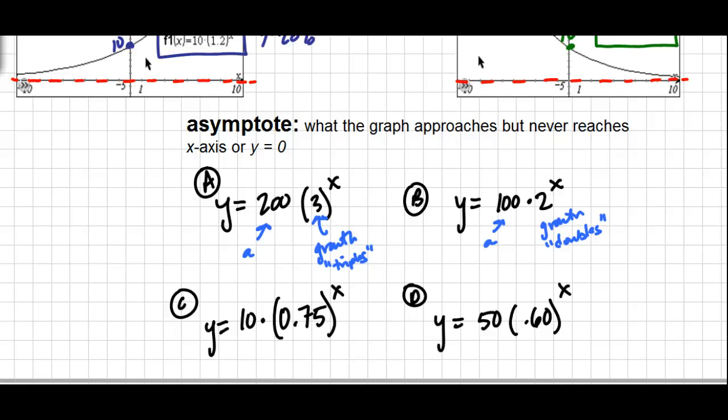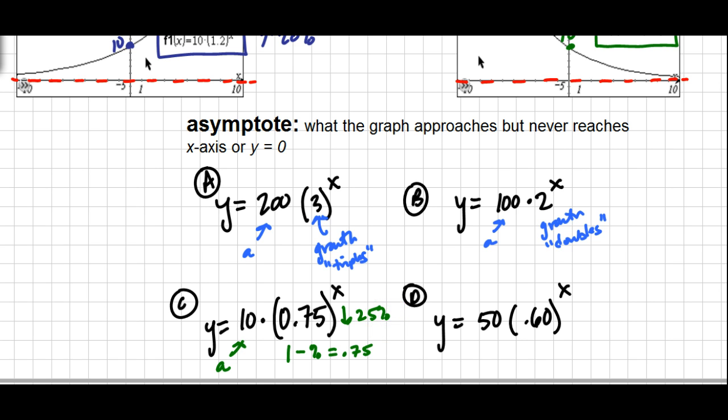The bottom 2 examples, C and D, are both decay situations. In C we've got another 10 for the A value, and then because B is a number less than 1, this has to be a decay situation. So we have to think about 1 minus what percent is going to be 0.75. Think about it like a dollar minus how many cents is 75 cents. Hopefully that's clear that that would be a 25% decrease. So we'd say this is a decay situation going down 25%.